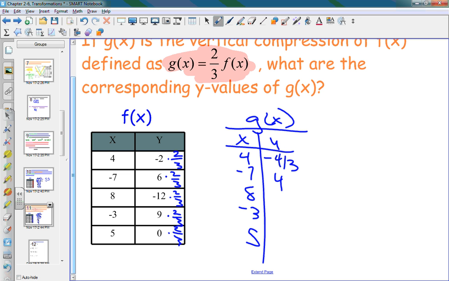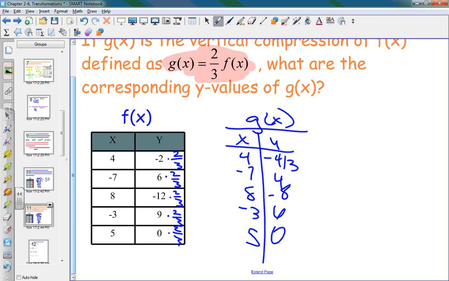Negative 12 divided by 3 is negative 4. Negative 4 times 2 gives me negative 8. 9 divided by 3 is? 3. Times 2 is 6. Is everybody with me? 0 times anything is 0. Do we all understand that?